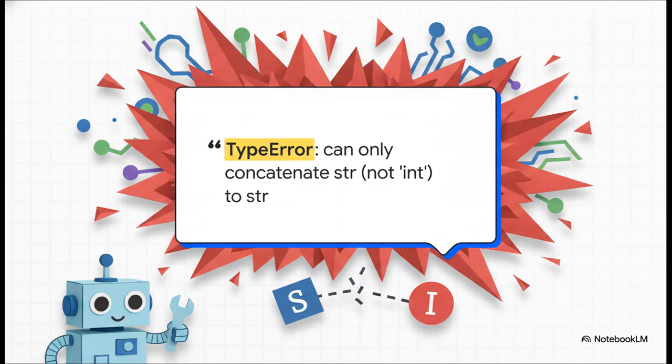You'll run your code, and suddenly the screen flashes red with this. TypeError: can only concatenate str, not int, to str. Ah, it looks terrifying, right? Like Python is just yelling at you in some alien language. But I promise you, hitting this error is a total rite of passage for every single programmer. It is a completely normal roadblock.